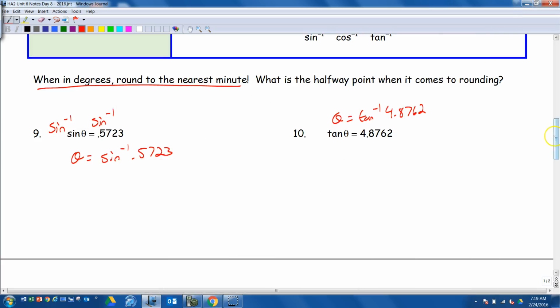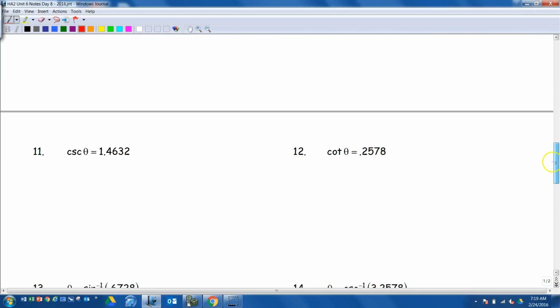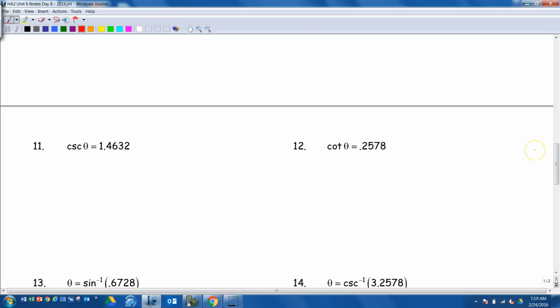Now before we do that, I'm going to scroll down and do the other 2 as well. Now these you have to be careful because we have to turn these into other trig functions. So we know that if we flip this ratio, that is the same thing as sine theta. So for this one, you do sine inverse of 1 over 1.4632.